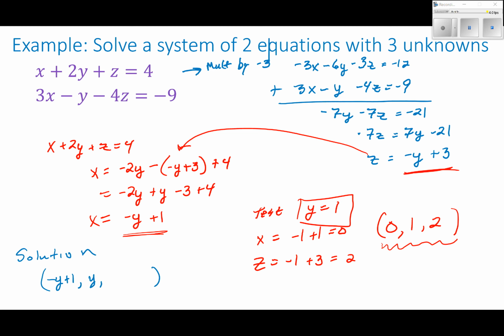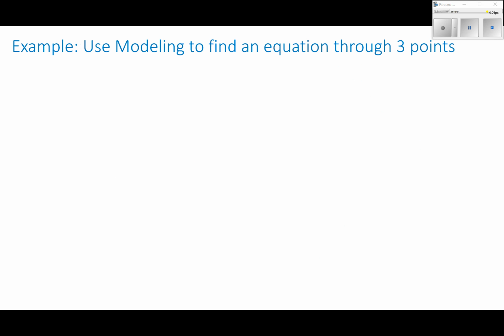Y I can choose. In z, z is negative y plus 3. So for this one, this would be the solution where I'd actually have expressions for my x and for my z that I'm putting in there.